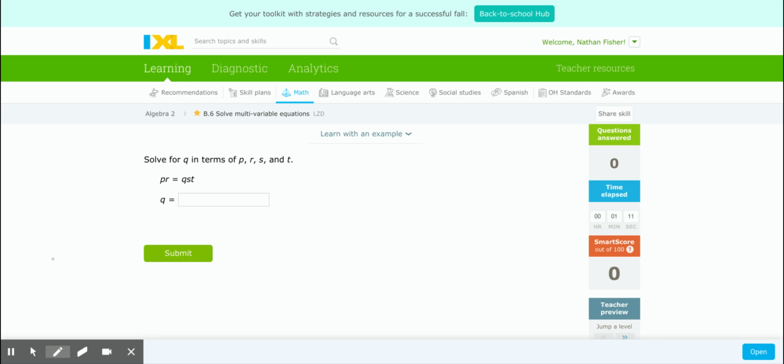First one says solve for Q in terms of P, R, S, and T. This first part is really what we need to pay attention to. Solve for Q, basically that tells me that's the thing that is by itself. And then all those other letters, the variables, are just going to be on the other side of the equal sign. So I'm going to write this out for the first one at least off to the side. PR equals QST. Reminder that anytime you have variables or coefficients and variables next to each other like this, that's multiplication, if you saw me draw those little dots in between.